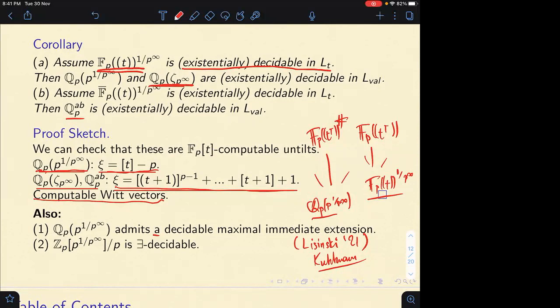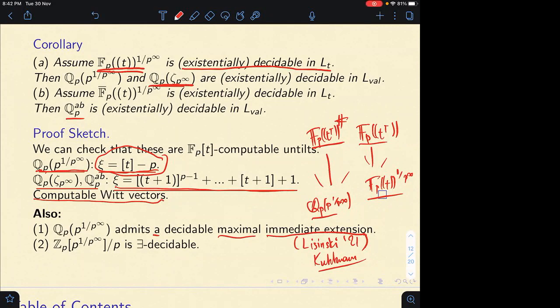So when you untilt something which is above the perfect hull of F_p((t)), then the associated Witt vector remains the same. So it's still going to be this guy. So you get that this is going to be a decidable field in the end. And also it's going to be an immediate extension because tilting preserves inertia degrees and ramification degrees. And it's also going to be maximal because tilting preserves maximality.